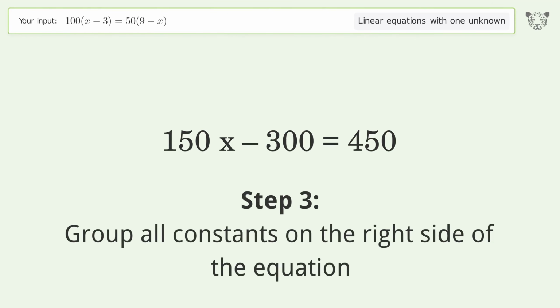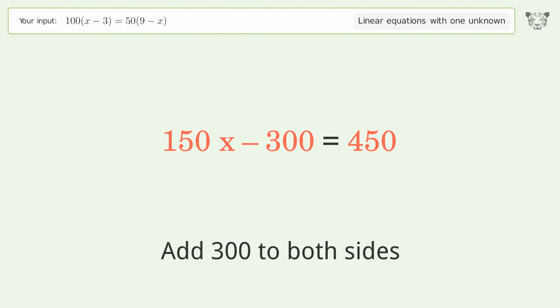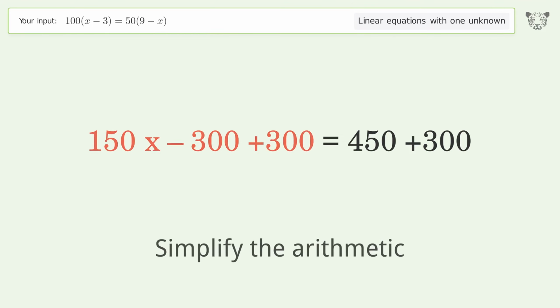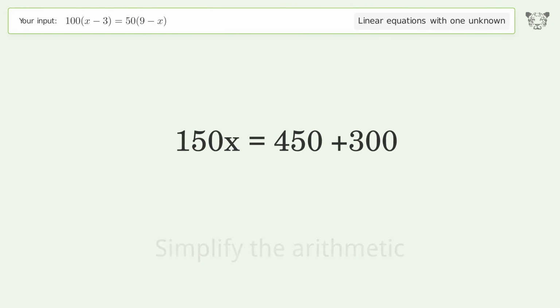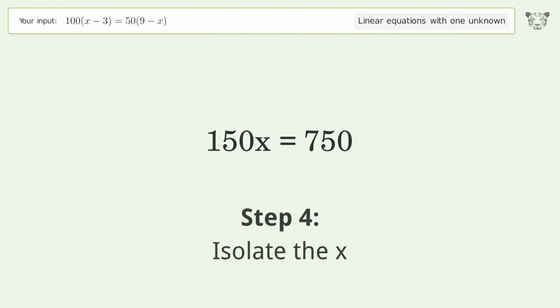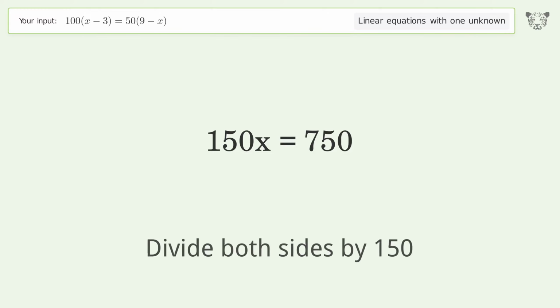Group all constants on the right side of the equation. Add 300 to both sides. Simplify the arithmetic. Isolate the x. Divide both sides by 150.